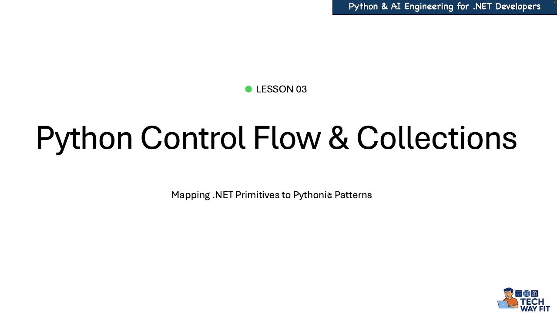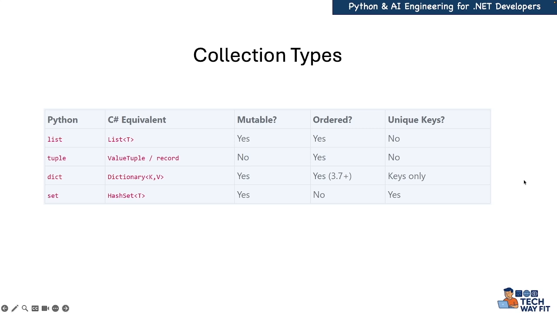In this lesson I'll show you Python's four core collection types, let's say list, dictionary, set and tuple, and we'll map them exactly to their C# counterparts. Then we'll also show you the list comprehension pattern, which is super useful and extensively used in real-world AI data processing. Okay, so let's see.